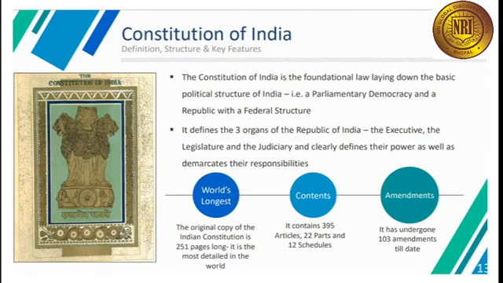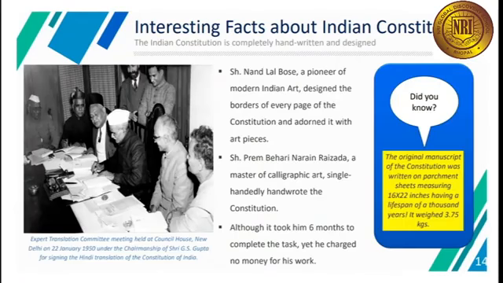The Constitution of India is the world's largest. The original copy of the Indian Constitution is 251 pages long. It is the most detailed in the world. It contains 395 articles, 22 parts and 12 schedules. It has undergone 103 amendments till date. You can see the cover page here.